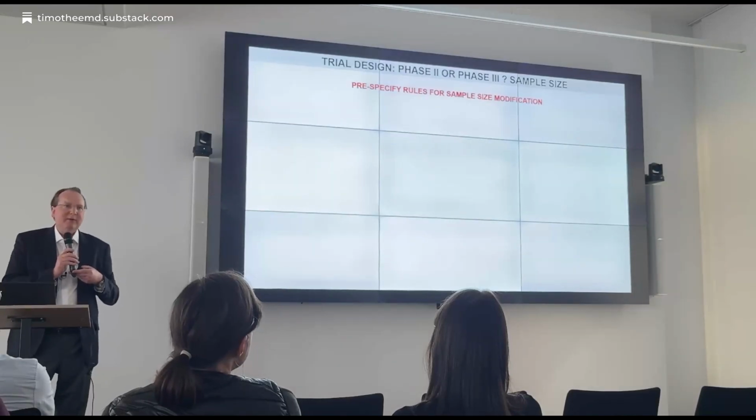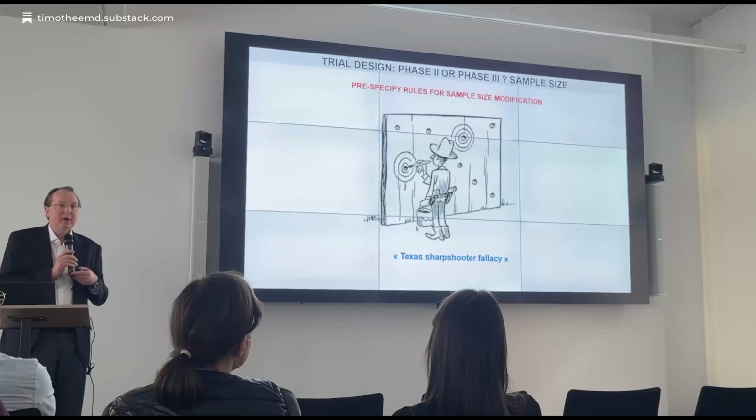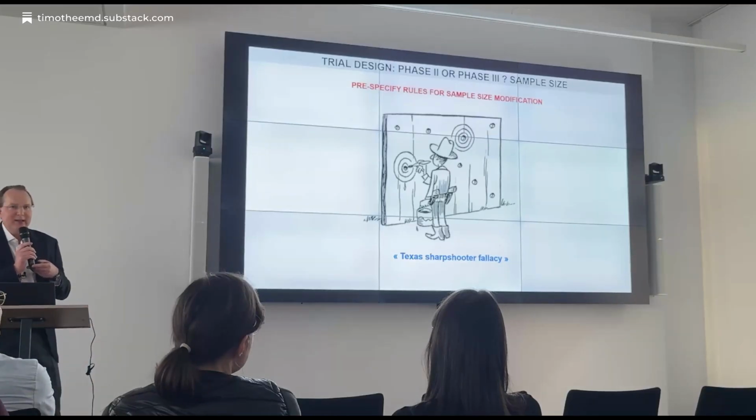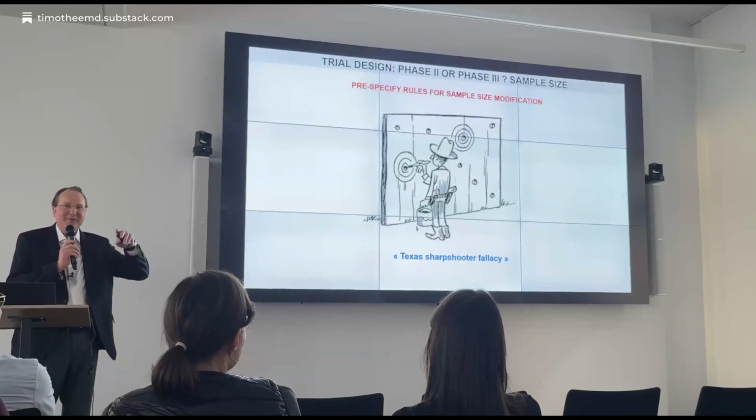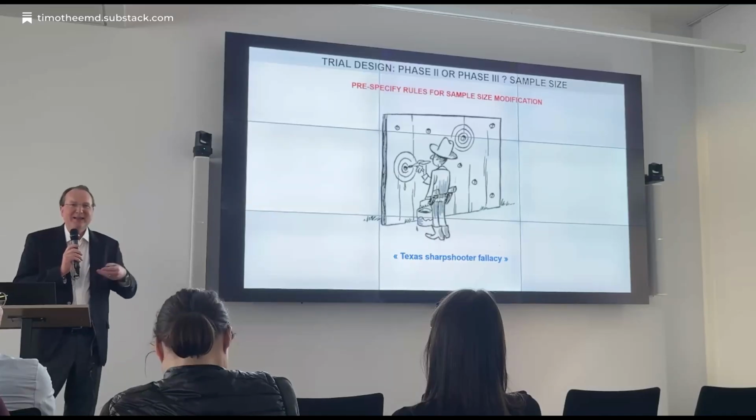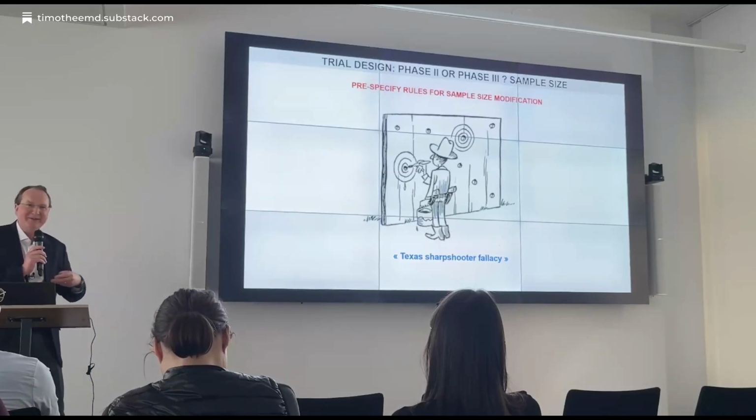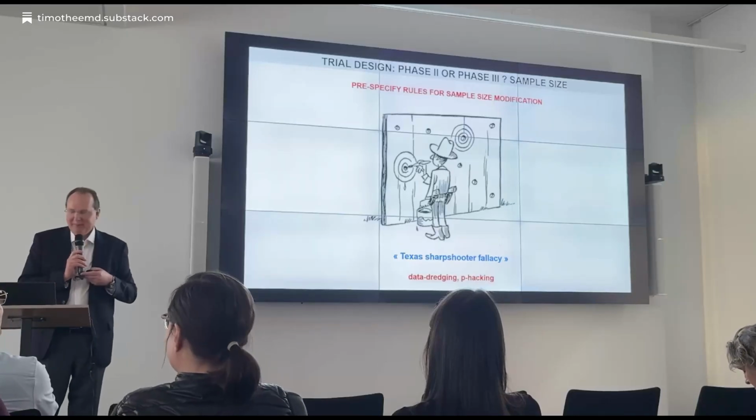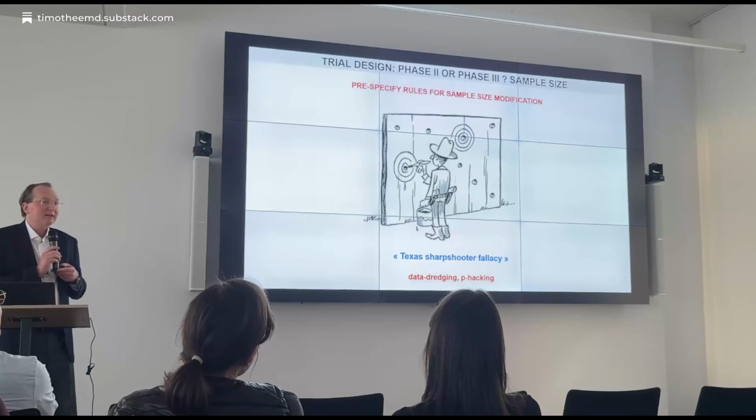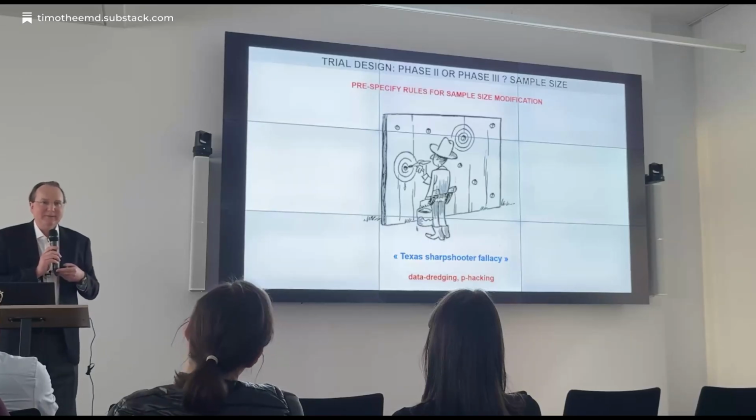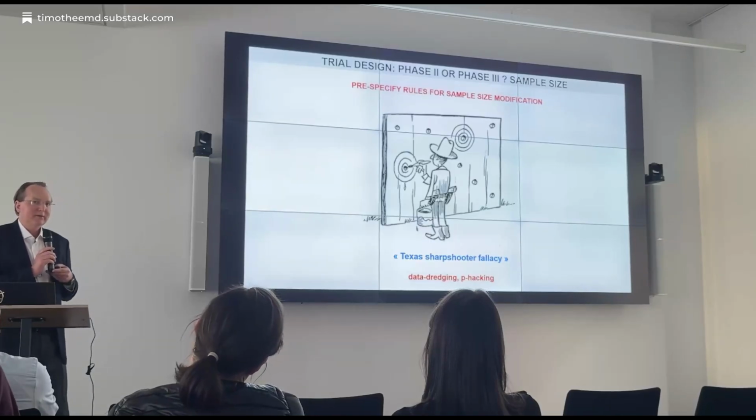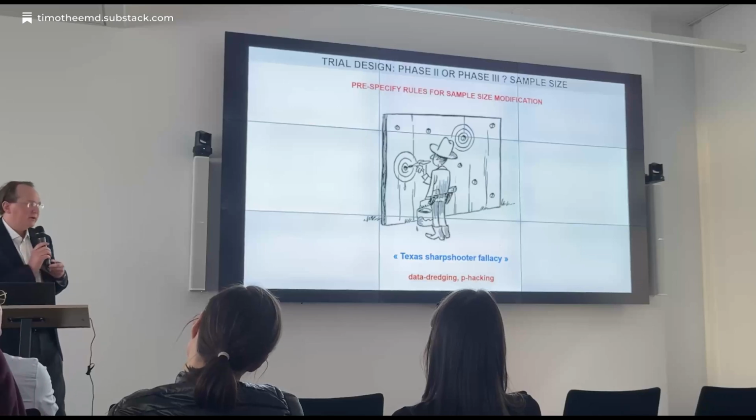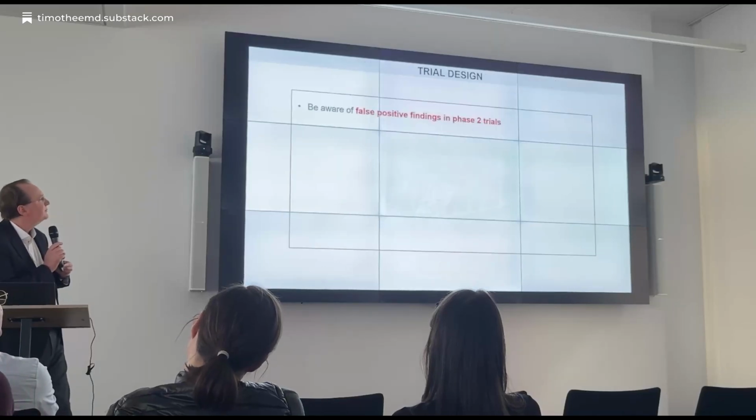You should always be very cautious when you see modification in the protocol about sample size, but not only sample size, to avoid what we call the Texas sharpshooter fallacy. Basically, you find some results that are pleasant for you or for the sponsor, and then you say it was good. This is also data dredging, p-hacking. But you know that's why we have to have pre-specified hypotheses and not do this kind of data dredging.